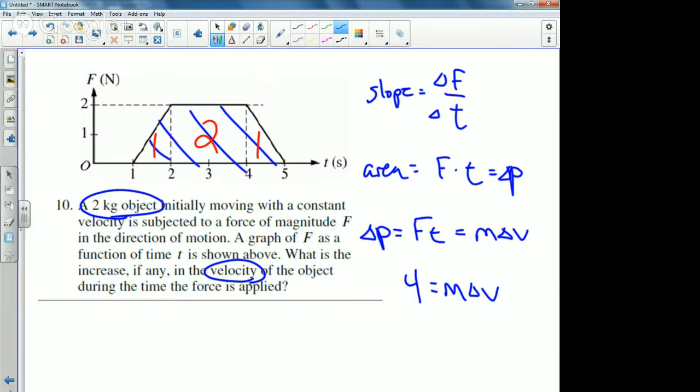Don't forget that an impulse can be positive or negative. In this case, it is positive because it is in the same direction of motion, meaning the object is moving to the right and there's a force being applied to the right as well. If the force or impulse were applied in the opposite direction, then it would be slowing down.